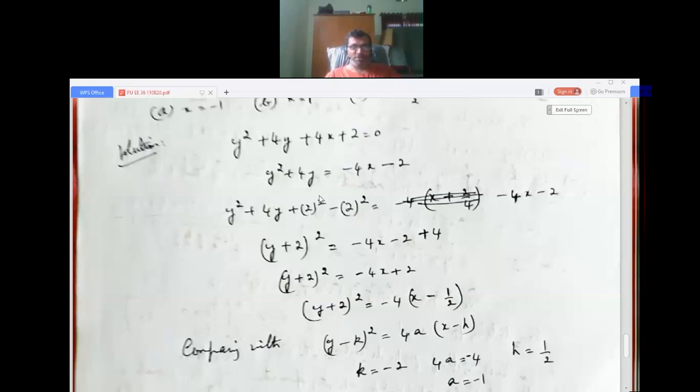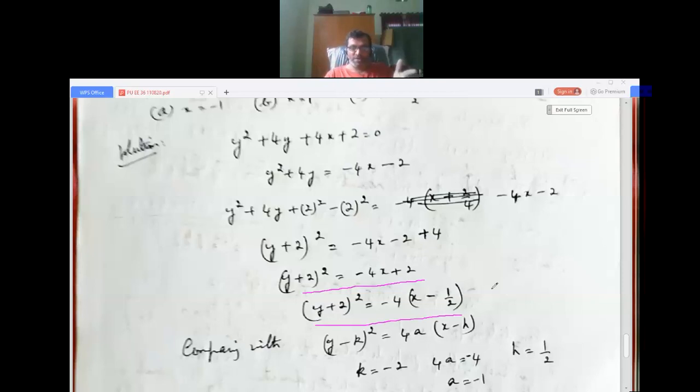So here, 2 into 2y is 2ab, where a is y and b is 2. So plus 2 squared minus 2 squared. I get y plus 2 whole squared. This minus 4 taken to the other side becomes plus 4. Simplifying, I get y plus 2 whole squared is equal to minus 4x minus 2. But the standard form has x coefficient 1, so to make the coefficient 1, I take minus 4 outside.